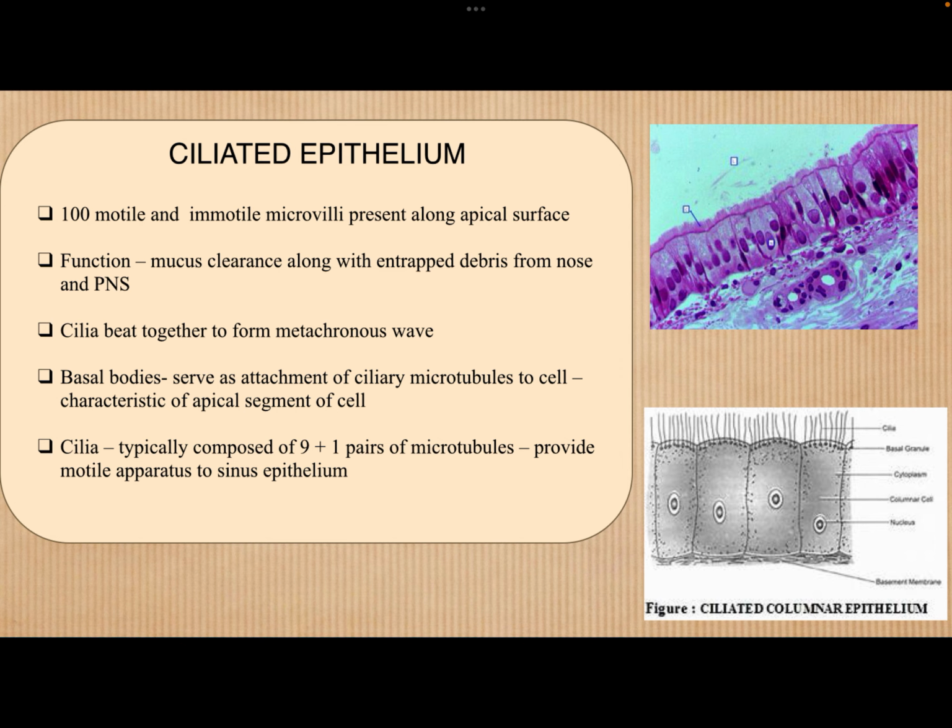Then coming to ciliated epithelium, motile and immotile microvilli are present along the apical surface. The function includes mucus clearance along with entrapped debris from the nose and all the paranasal sinuses. The cilia beat together to form a metachronous wave. The basal bodies of the ciliated epithelium serve as the attachment apparatus of the ciliary microtubules to the cell, which are characteristic of the apical segment of the cell. The cilia is typically composed of 9 plus 2 pairs of microtubules, which provide the motile apparatus to the sinus epithelium.